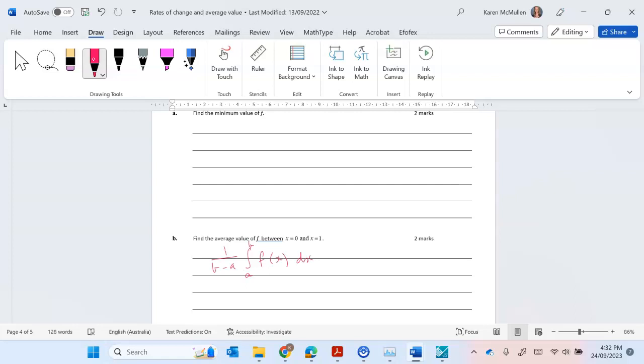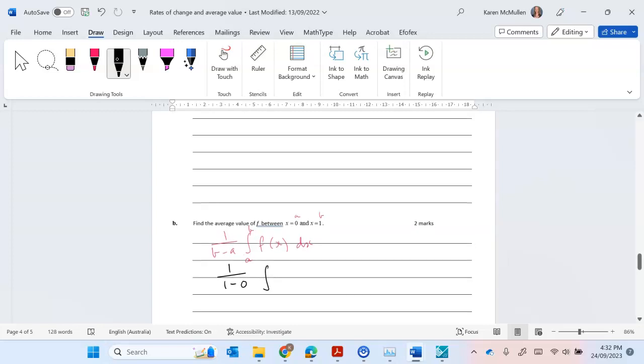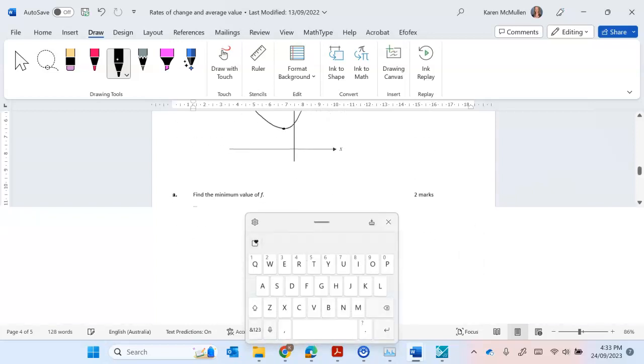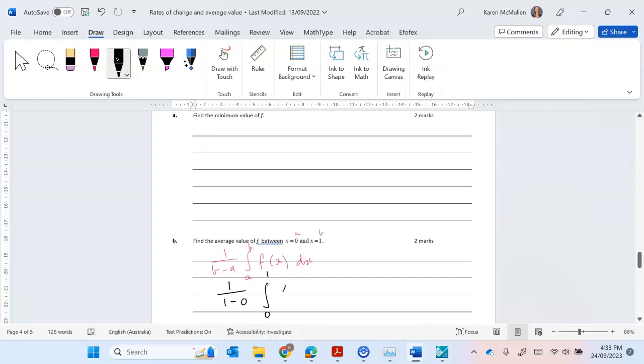All right, so as long as you can identify a and b, and what your function has been given to you, we're doing it from 0 to 1. So a is going to be 0 and b is going to be 1. So 1 over 1 minus 0, which is just 1. And then we're going from 0 to 1, f of x, I did write it before, I've forgotten already, e to the power of 2x minus x. And don't forget your dx on the end.